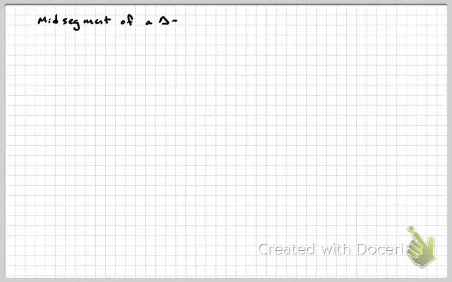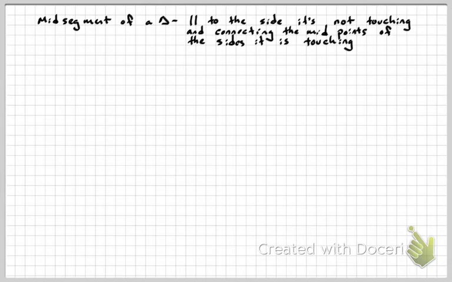So the mid-segment of a triangle. Now we've talked about mid-segment before for other different shapes, specifically most recently a trapezoid, right? And so remember, a mid-segment connects the midpoints of two sides. So the mid-segment of a triangle is always parallel to the side it's not touching. And it connects the midpoints of the sides it is touching.